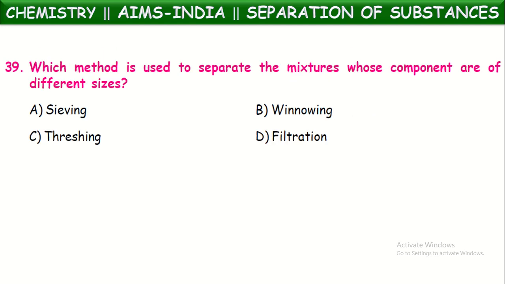Which method is used to separate the mixtures whose components are of different sizes? If the components have different sizes, then they can be separated by using the technique called sieving. When the mixture is poured through a sieve, the small sized particles will come down and bigger sized particles will remain in the sieve. Isn't it? That process is called sieving.